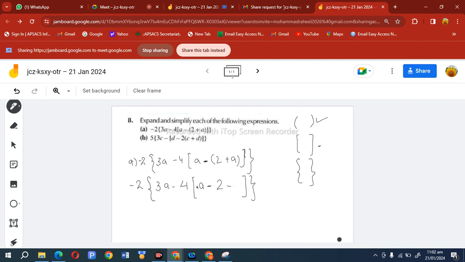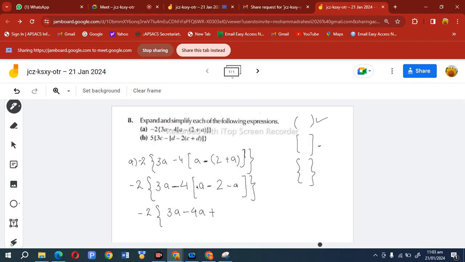I'm going to multiply 4 with this bracket. So 3a minus, I'm going to multiply 4 with this bracket. So 4 times a is 4a. As you can see, this is a negative sign. So always remember, when outside the bracket there is a negative sign with a number, when you open up the bracket or expand the bracket, the sign inside the bracket will be changed. This is positive a, so this will become negative, so negative 4a.